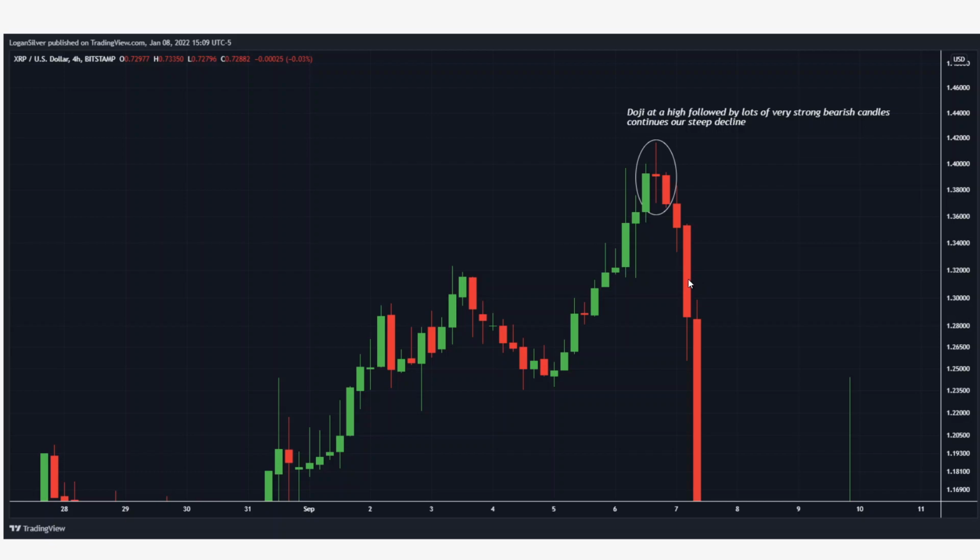Though let me assure you that the buyers did have a chance to reclaim here, right? Just because you see a doji candle does not always mean a reversal candle. There's actually a doji candle in the middle of this uptrend right here.